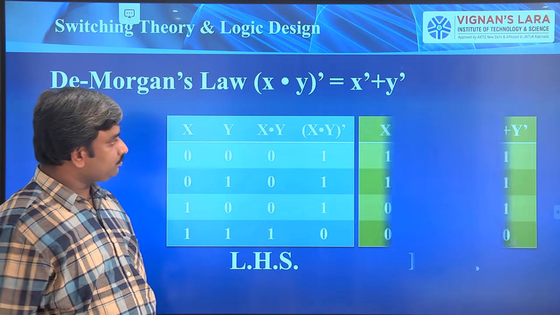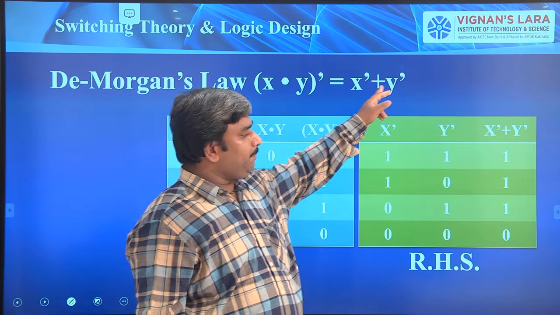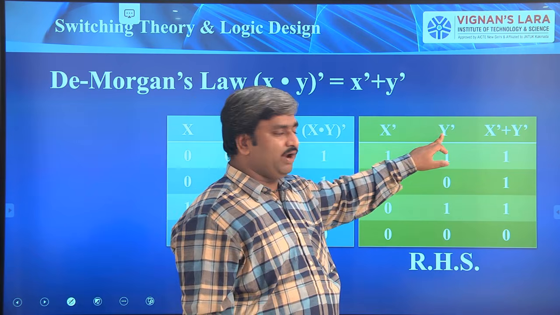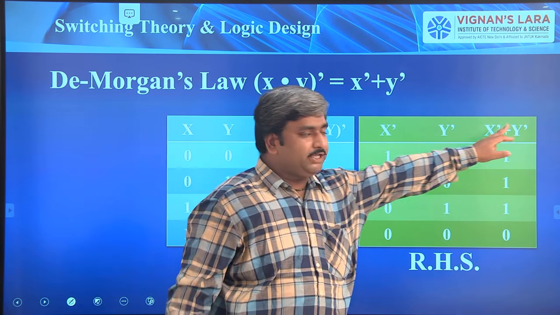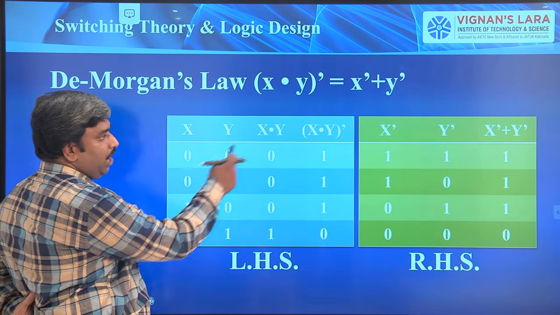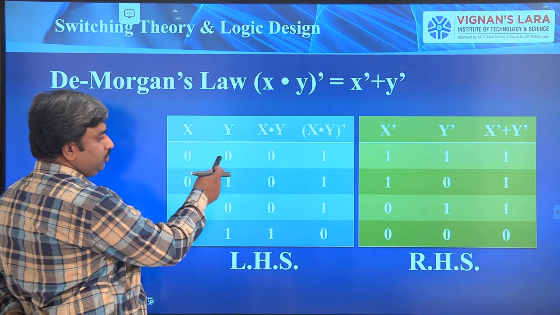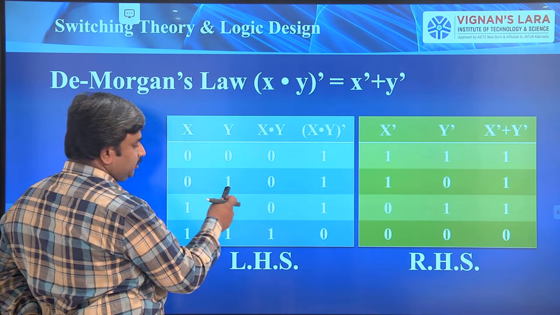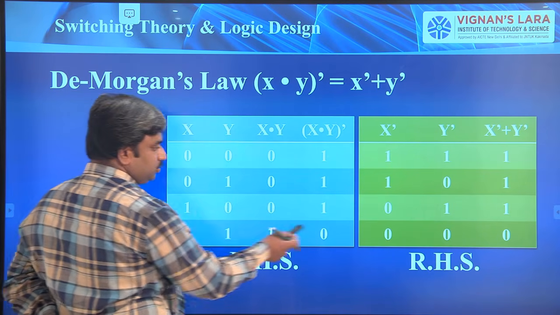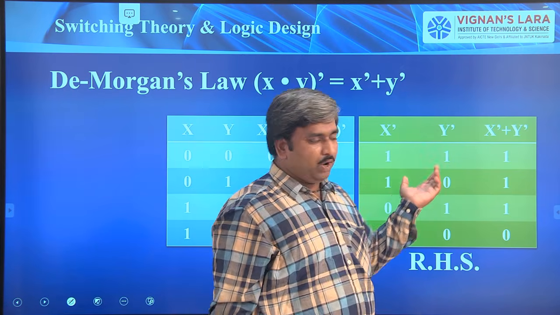Okay, next. On the right side we have x bar plus y bar. First find the x bar, next find the y bar, next find the x bar plus y bar. So from the x, y we have to write down x bar, y bar. 0, 0 changes to 1, 1. 0, 1 changes to 1, 0. 1, 0 changes to 0, 1. 1, 1 changes to 0, 0. So these are the x bar, y bar values.